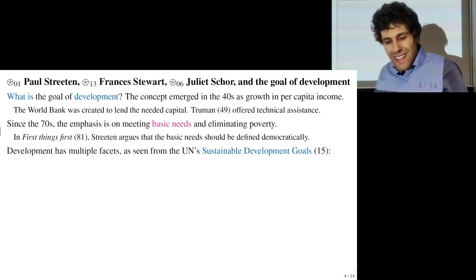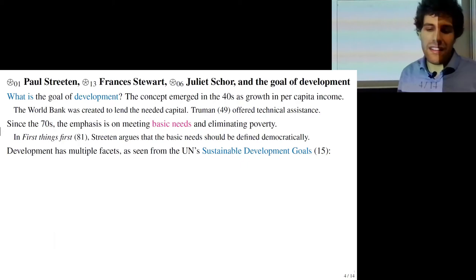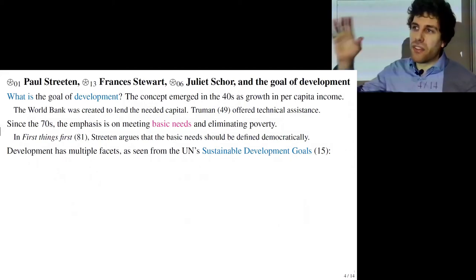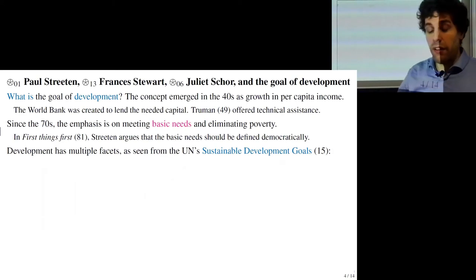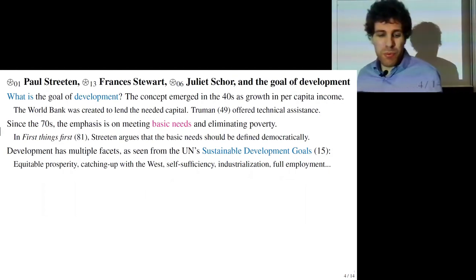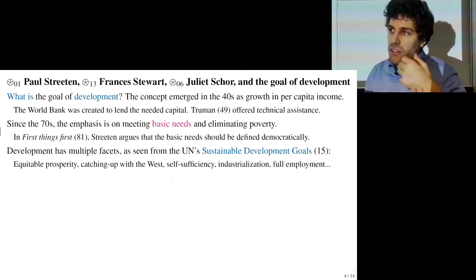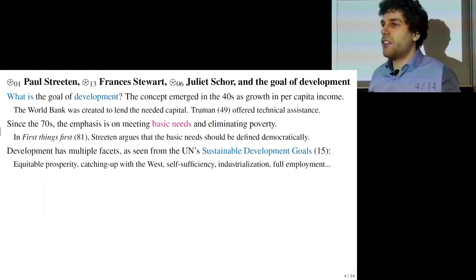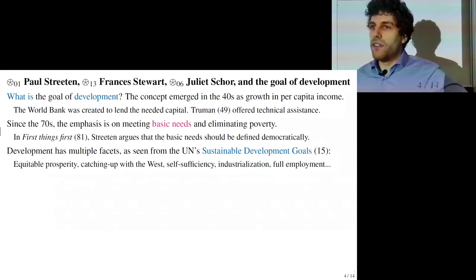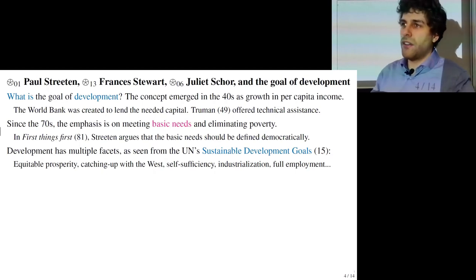And development has multiple facets. It's not always only growth in GDP, it's not only meeting the basic needs. And this can be seen in the United Nations Sustainable Development Goals. There are 17 development goals. Each of them has several targets, and these are as many objectives of development. We can regroup these different facets into three strands. The first is economy-centered, so growth in GDP per capita, full employment, industrialization. The second is diplomacy-centered. Here, the willingness to catch up with developed countries, so that the country becomes powerful, wealthy, has a high status.